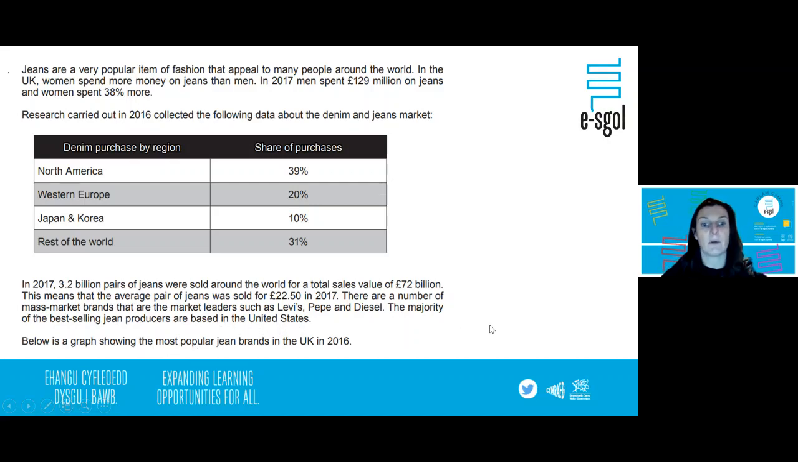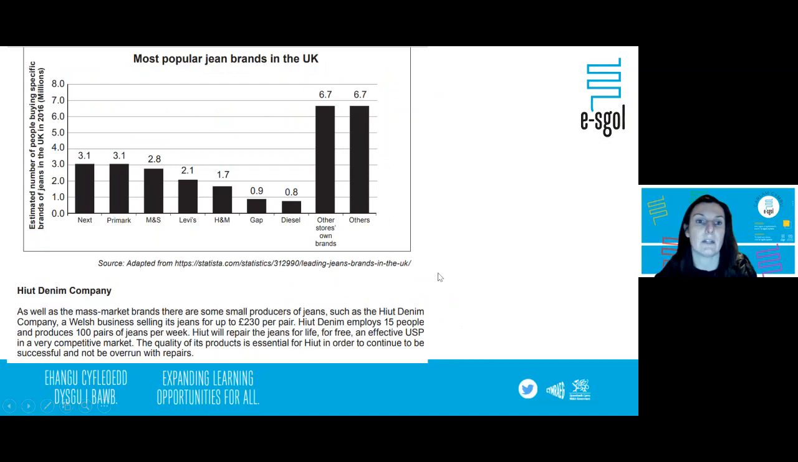Below is a graph showing the most popular jeans brands in the UK in 2016. So you've got Next, Primark, M&S, Levi, H&M, Gap, Diesel, things like that. Besides mass market brands, there are some small producers of jeans such as Hyatt Denim Company, maybe spelled Hyatt. These are based in Wales, and we'll talk about that in a minute. Hyatt is a Welsh business selling its jeans for up to £230 per pair.